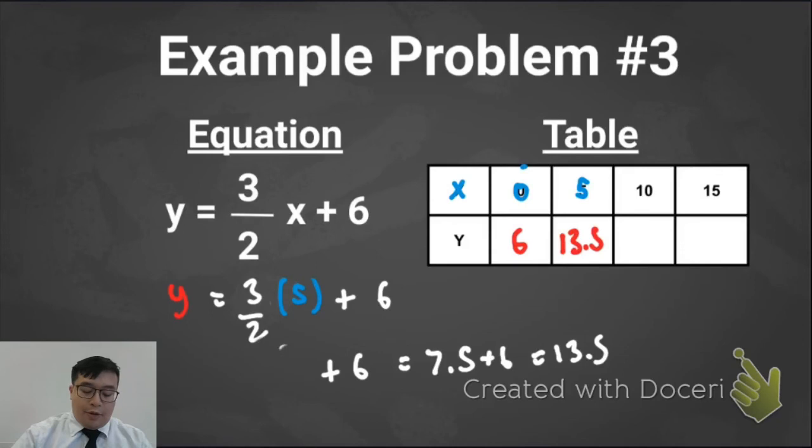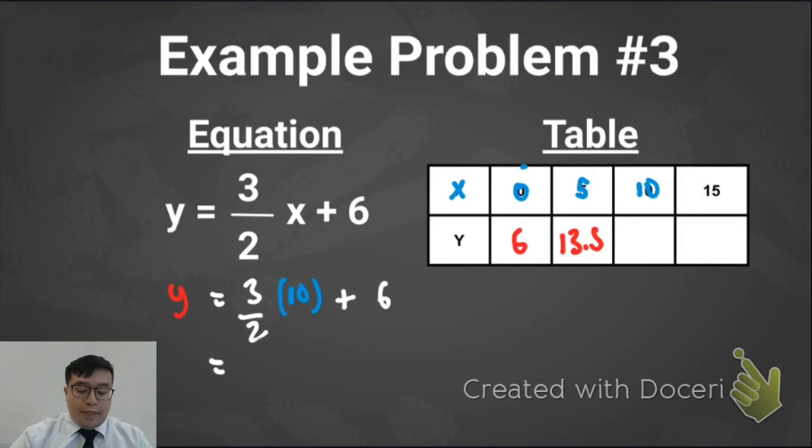So now let's replace our x value. Instead of plugging in x equals 5, we're going to replace that with x equals 10. So instead of 5, I'm going to replace that with a 10 and solve for y. So 3 over 2 times 10. So I know that 2 and 10 do cancel out. So I can divide 10 by 2. 10 divided by 2 is 5. 3 times 5 is going to be equal to 15 plus 6. And 15 plus 6 is going to equal 21. So when x equals 10, my y value is going to be equal to 21.